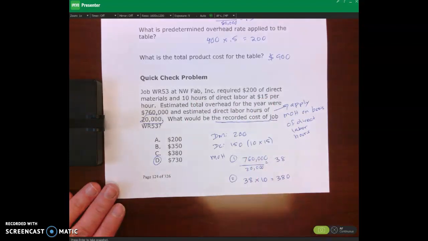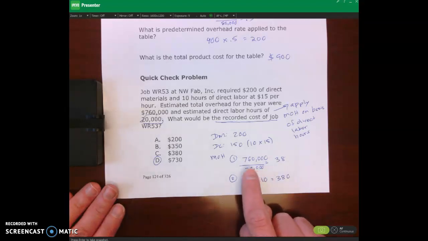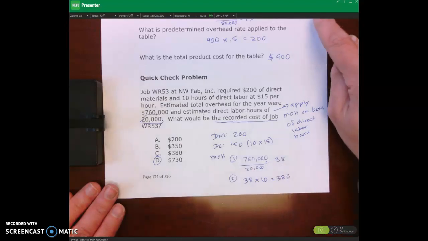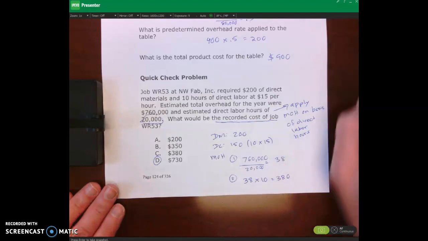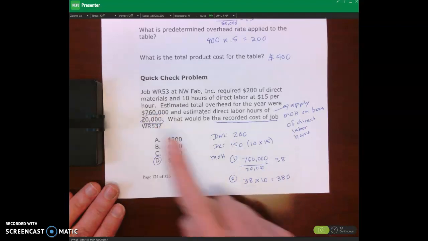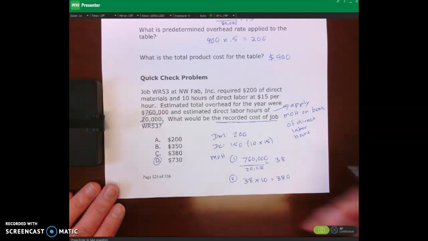And then with our overhead, we have to do two steps. The first step is calculate the overhead rate. How do I do that? Estimated overhead divided by estimated allocation base. This is telling you that you apply $38 of overhead for every direct labor hour.